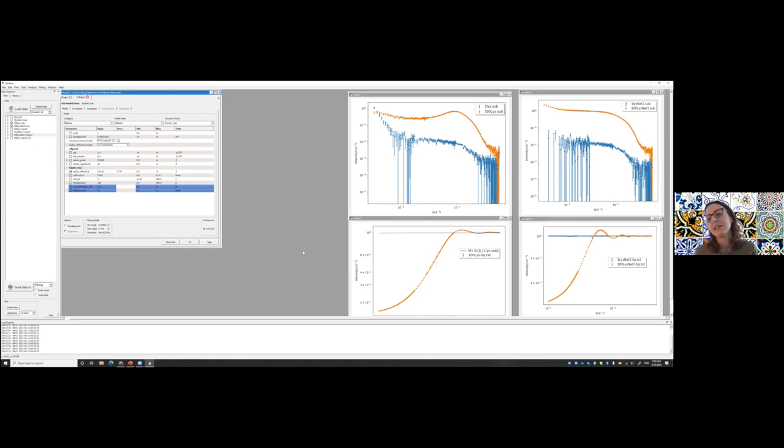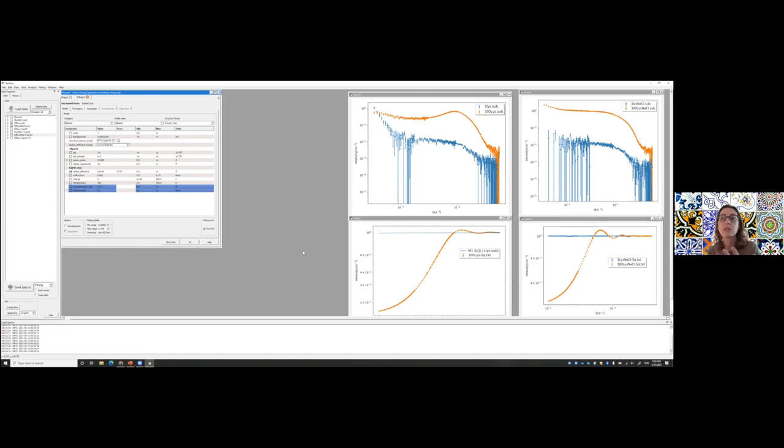Exactly. So it's a very simple thing. When you have salt present, the charges at the surface of the protein are more shielded by the counterions in the buffer. So they interact a bit less, and the structure factor is less strong, so there's less contribution of the structure factor.